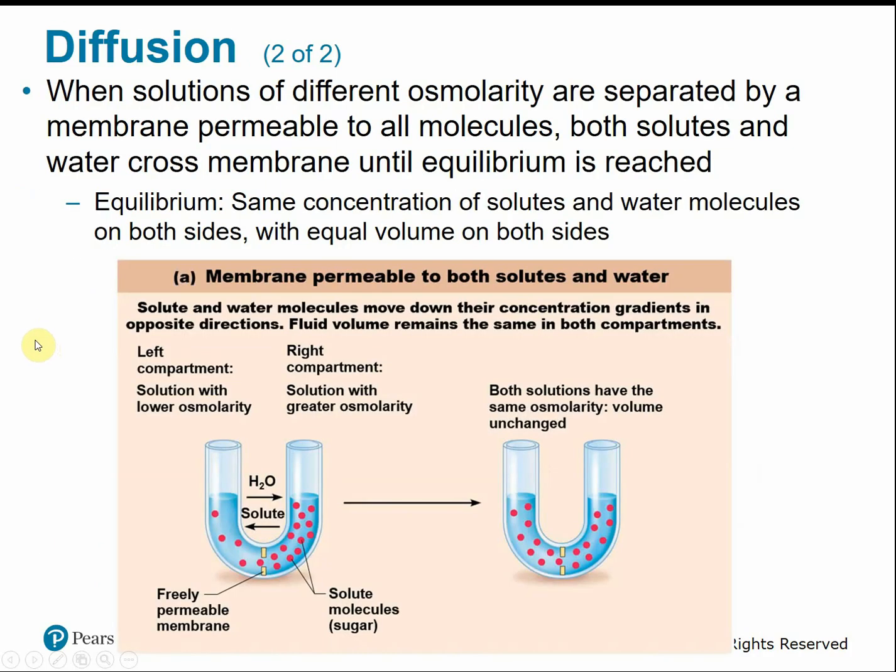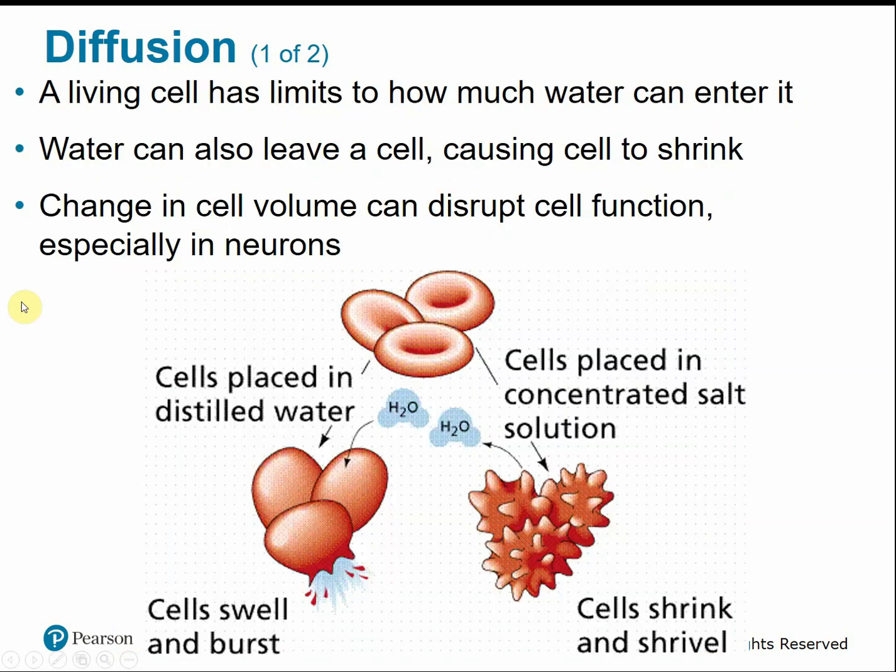When solutions of different osmolarity or different concentrations are separated by the membrane, both solutes and water can cross the membrane until it reaches equilibrium. Again, equilibrium is when you have the same concentration on both sides, so everything is nice and balanced. Here we have a more concentrated solution, with high water concentration and low water concentration. Some of this water is going to move over here, and some of these solutes would move over here. Living cells have limits, though, to how much water they can hold. Water can also leave a cell and cause it to shrink, and too much water could cause it to burst.